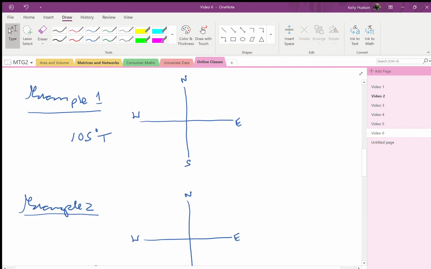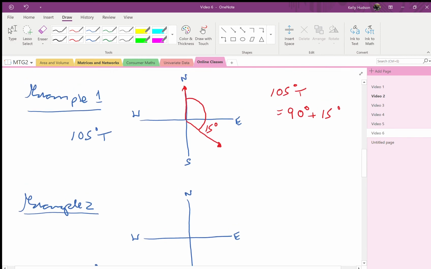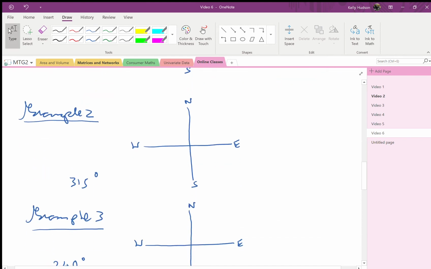Right, 105 degrees true. Well, 105 degrees T, that's made up of 90 degrees plus another 15 degrees. So I have to start from the north. I head towards the east because this is a true bearing, and I go down 90 degrees, and then I go another 15 degrees. So there's my bearing. Here's my 15 degrees, to complete it.